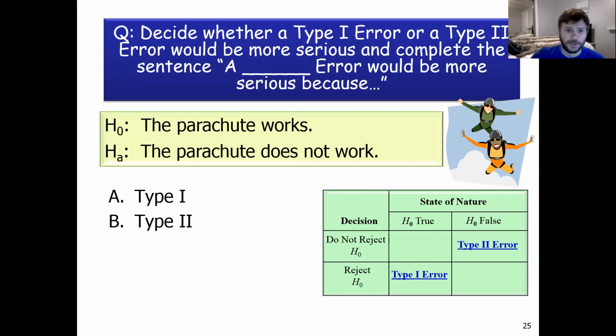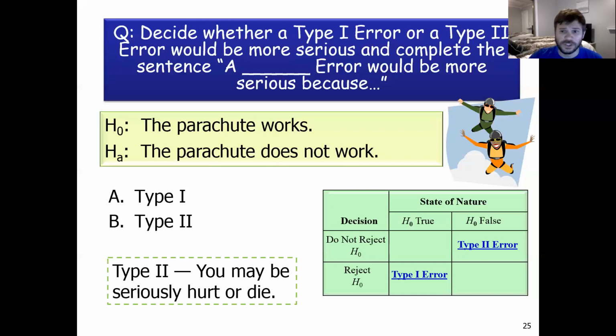Okay, and hopefully you're thinking, well, the worst situation here is if the parachute did not work and I thought it did. If the parachute works and I think it doesn't, then I might not go skydiving, no big deal. Some cost there, but no big deal. But if the parachute does not work and I think it does, so if the alternate hypothesis is true, but I don't think it is, then the type 2 error is way more serious in this situation.